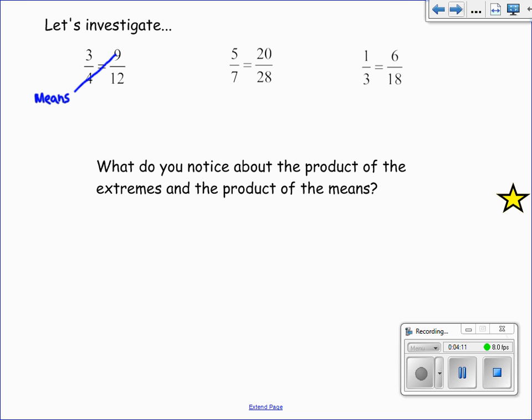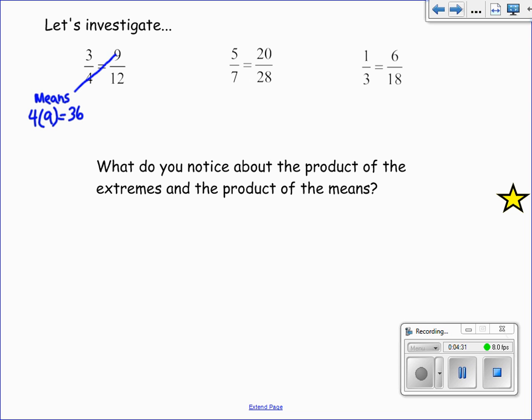And if I asked you to tell me the product of the means, what would you do? What would you do to get the product of the means, Daryl? You multiply 4 and 9. Good. So you do product and multiplying. You multiply 4 times 9, and what would you get, Daryl? 36. Good.